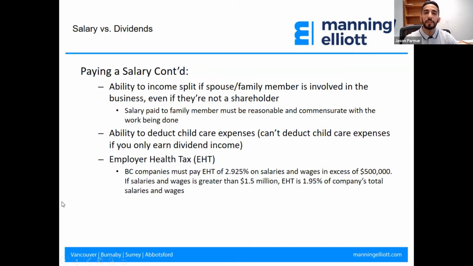In addition, if you do have children, another benefit for salaries is that you are able to deduct childcare expenses on your personal tax return. If you, for example, are only earning dividend income, you actually are not eligible to deduct your childcare expenses.